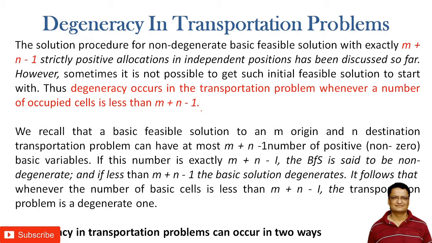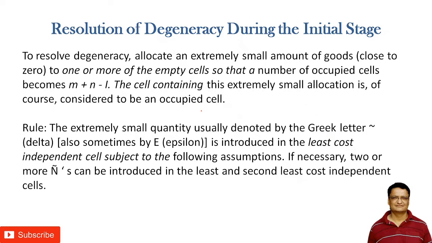Degeneracy in a transportation problem can occur at two places. First, in the initial stages, or it can occur when we are reiterating the solution to get the optimum solution. And how to get rid of this degeneracy, that we will see with the help of one example.